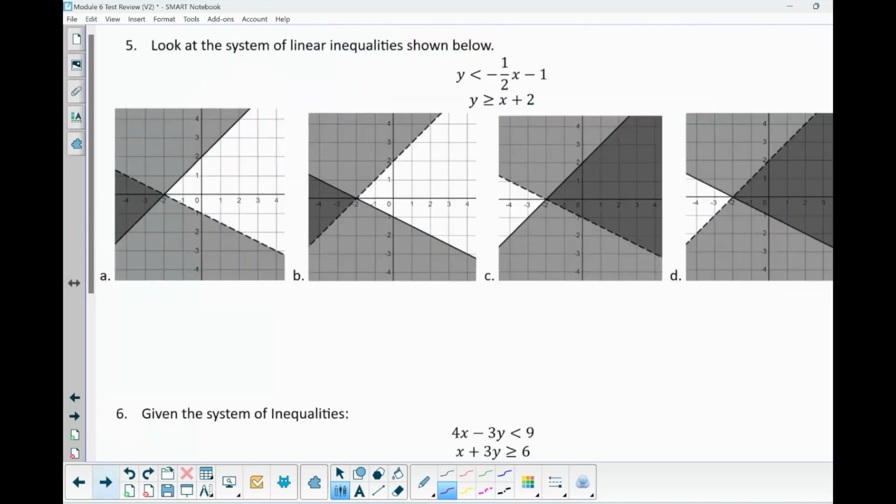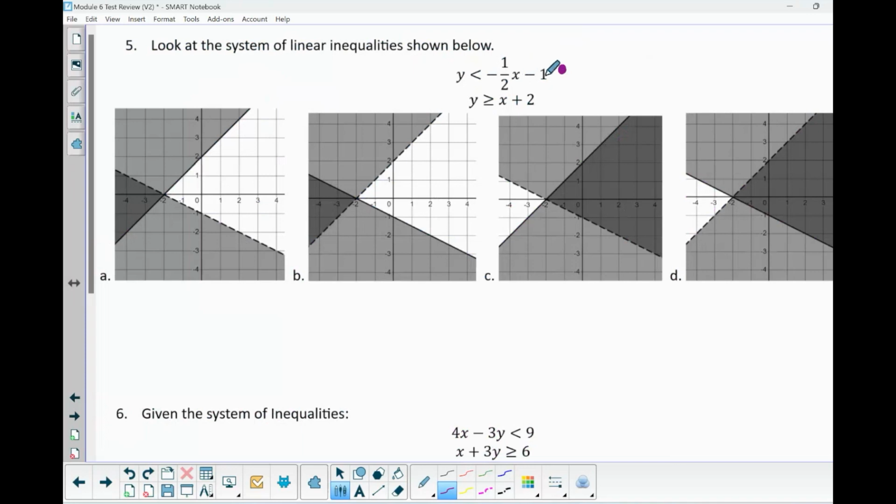All right, number 5 says, look at the system of linear inequalities shown below. So we've got our system. The way I'm going to try doing this is we are going to graph it, and we're going to see which graph matches. So I'm going to go one by one. I'm going to start with the first line.